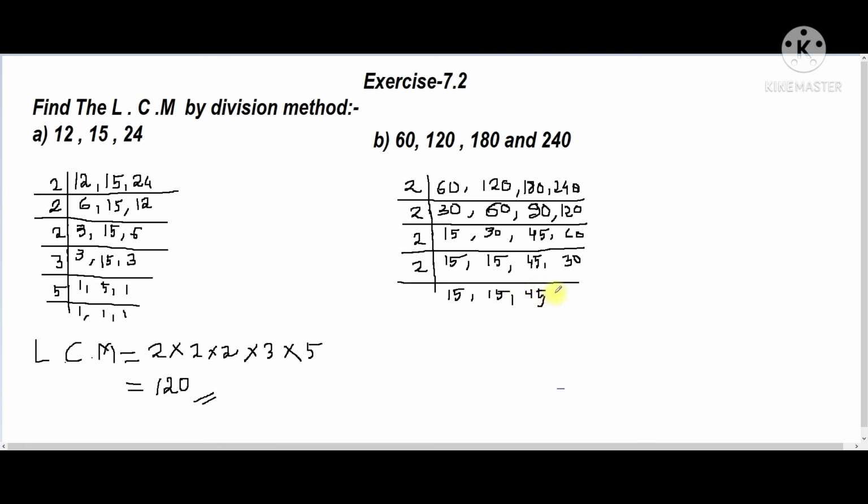Okay, so now here is 30, so this 30 will divide by 15, so 15 twos are 30. Next, this 15 and 45 can't divide by 2, so the next number we take is 3. So 3 fives are 15, and here also 3 fives are 15, and there 3 fifteens are 45. Okay, and 3 fives are 15.